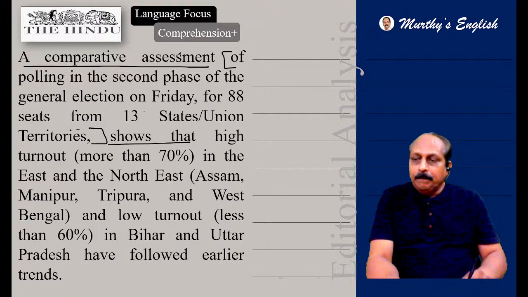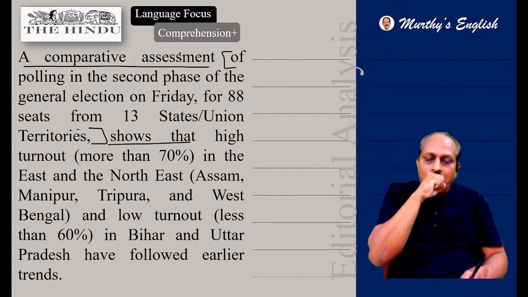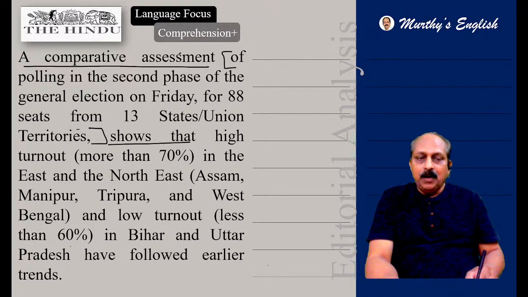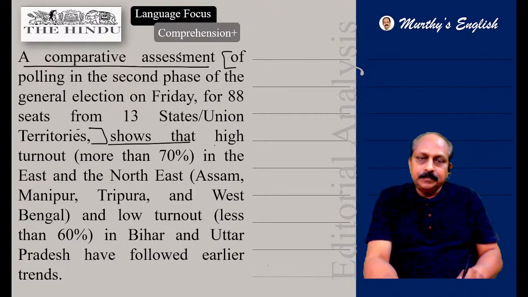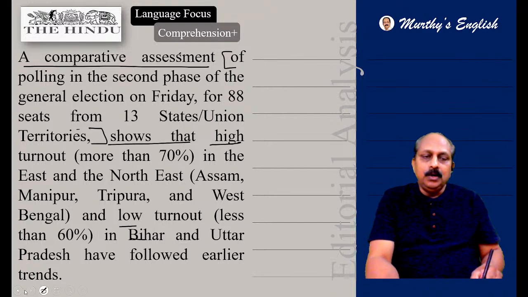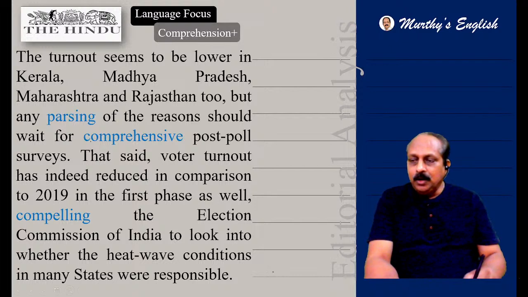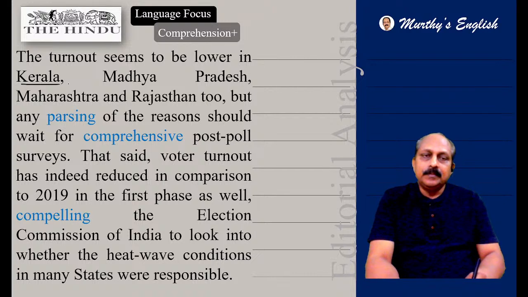Then a comparative assessment shows that high turnout, more than 70% in the east and the northeast, Assam, Manipur, Tripura, and West Bengal, and low turnout, less than 60% in Bihar and Uttar Pradesh, have followed earlier trends, again present perfect. They may ask a question based on this. The turnout seems to be lower in Kerala, Madhya Pradesh, Maharashtra, and Rajasthan too.